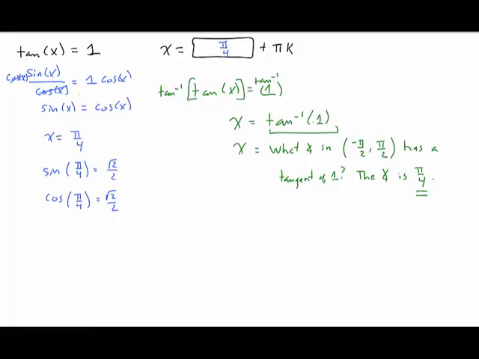Now, this is going to happen in the first quadrant where tangent's positive, and there's going to be another answer in the third quadrant, and that's where this pi k comes in to move me into the third quadrant. And then it's going to happen again in the first quadrant as I keep going around. So it's important that you understand the idea behind multiple solutions, and this notation takes care of those multiple solutions.